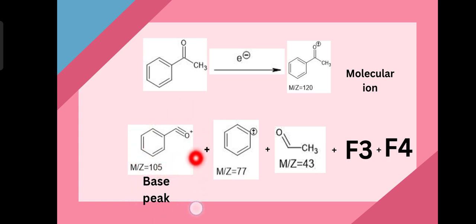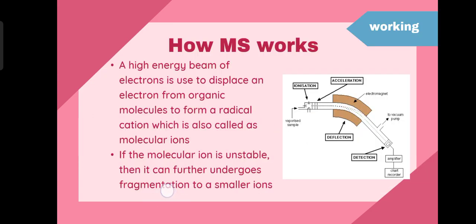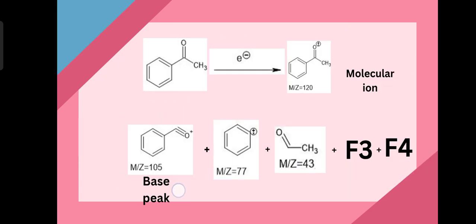So in this case, this structure bearing the molecular weight of 105 is found to have a relative abundance of almost 100%, and therefore this structure is considered to be the base peak. I hope you understood the base peak.